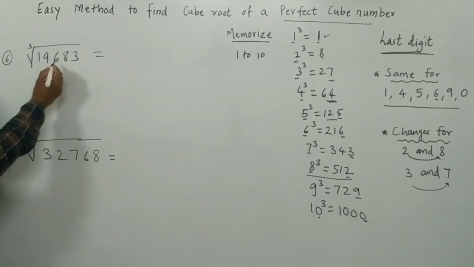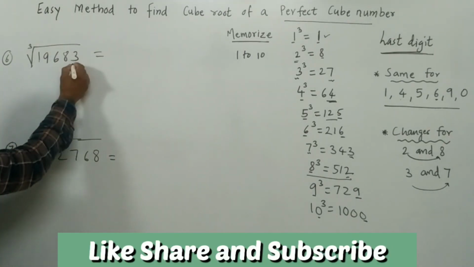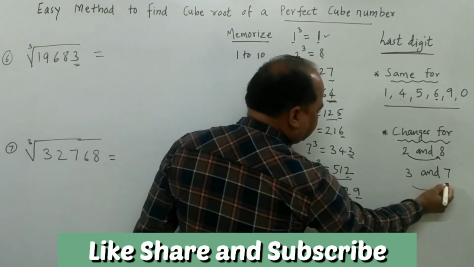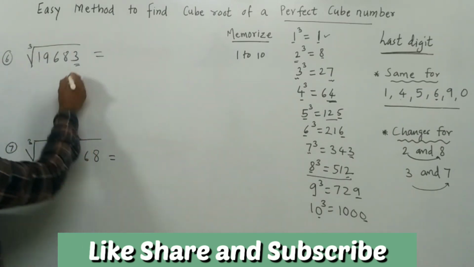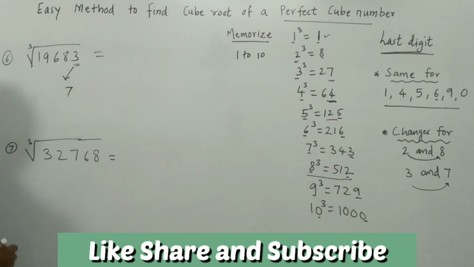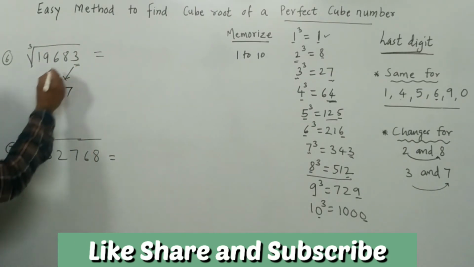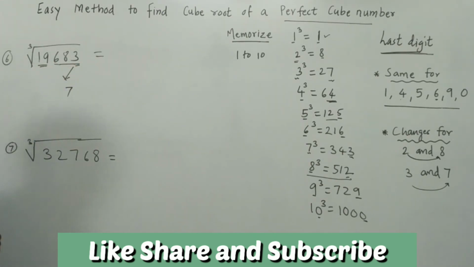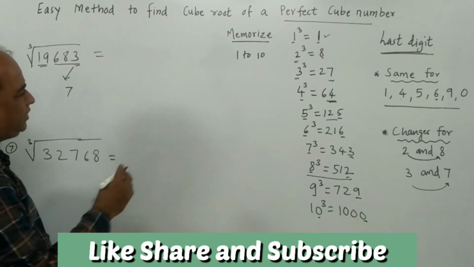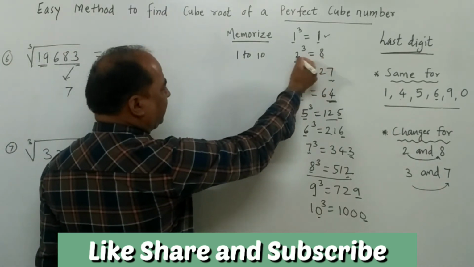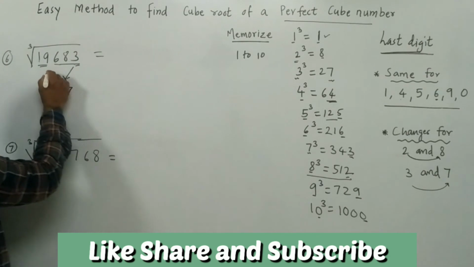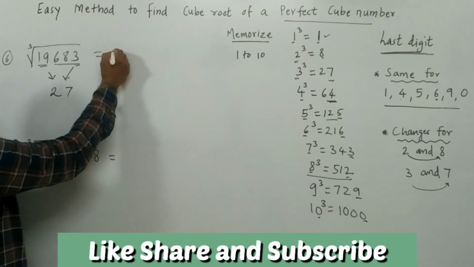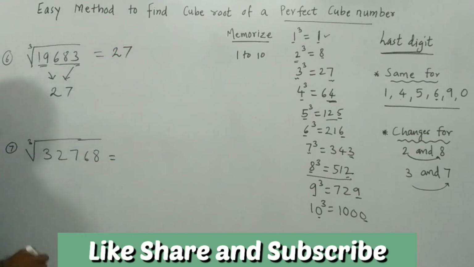Example, cube root of 19683. The last digit of this number is 3, and 3 here changes to 7. 7 will be the unit place, and then ignore the last 3 digits. 19 is the number. The cube less than 19 is 8. 8 is the cube of 2. So the number at the tens place will be 2. So the cube root of 19683 is 27.